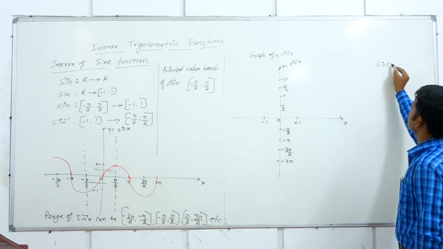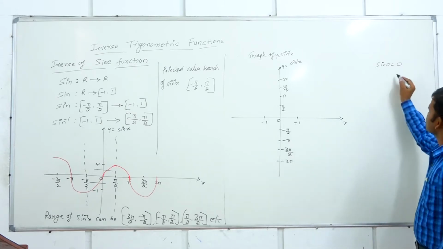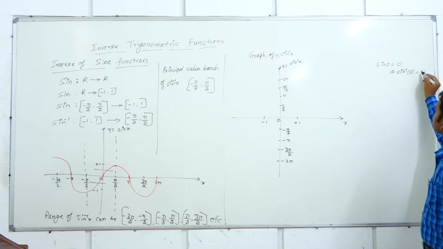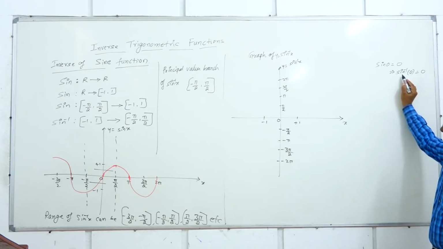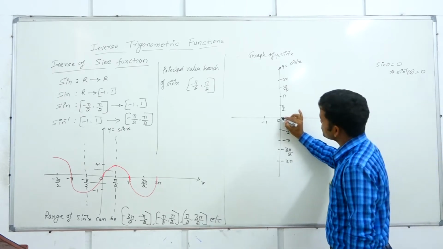Sine 0 value is 0, already known to us. According to the definition of inverse, we can write here sine inverse of 0 is equal to 0. Sine inverse of 0 is equal to 0 in the sense that when you substitute x is equal to 0, we are getting y is equal to 0. Means our point is 0, 0.